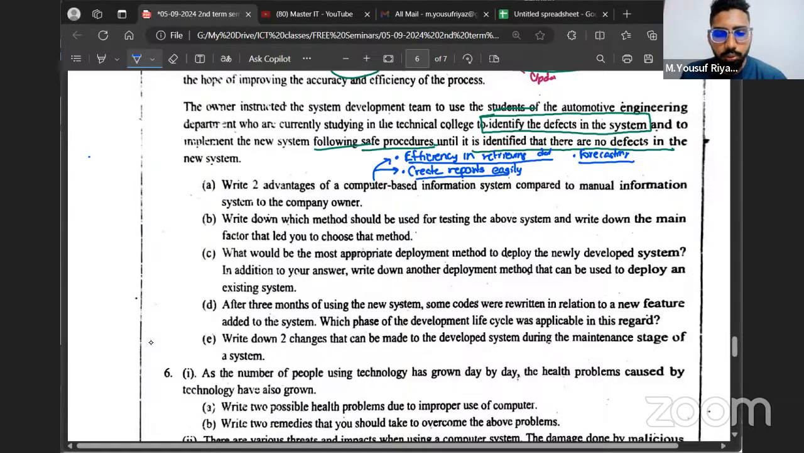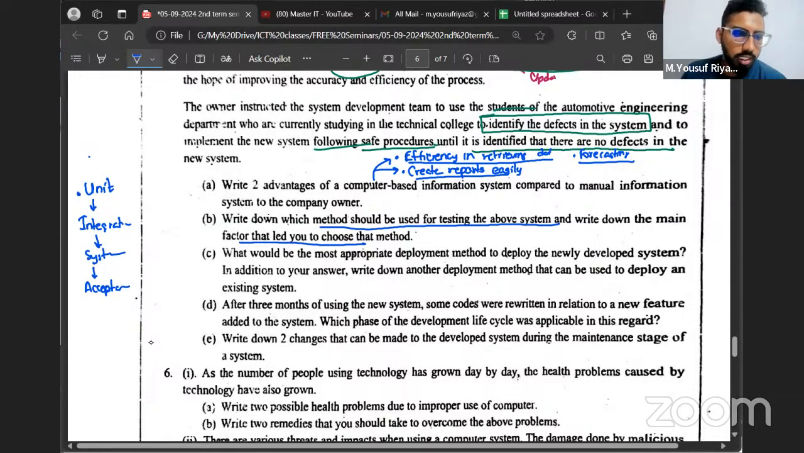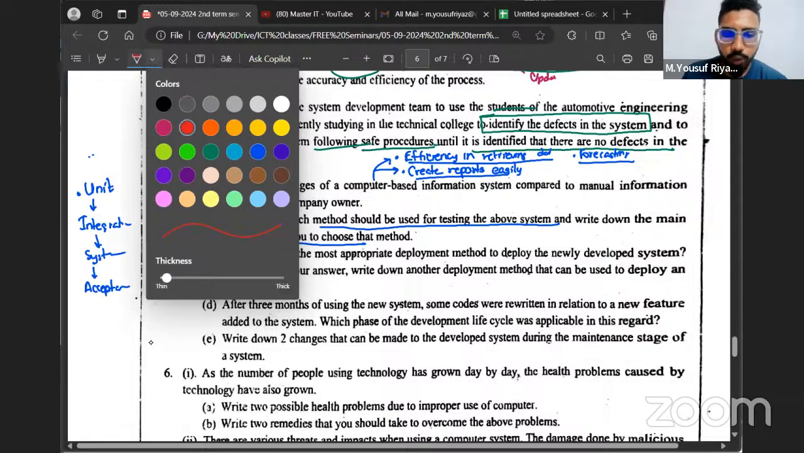Write down which measure should be used for testing the above system and write down the main factor that led you to choose that method. In terms of testing the system, there are different types of testing. Actually, there are different steps. First you do unit testing, then integration testing, then system testing, and then acceptance testing. They're asking which method you should use for the testing above. Out of all these, you can mention any answer you want. The marks will be decided not based on the answer, but based on how you explain your answer.